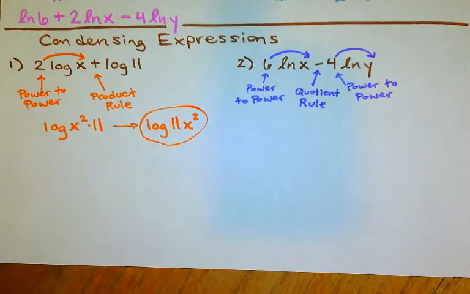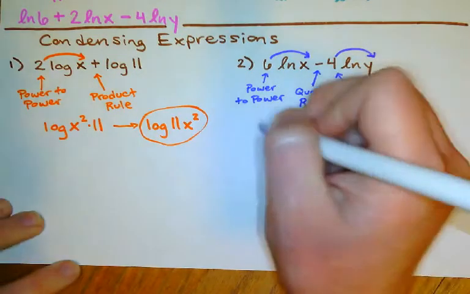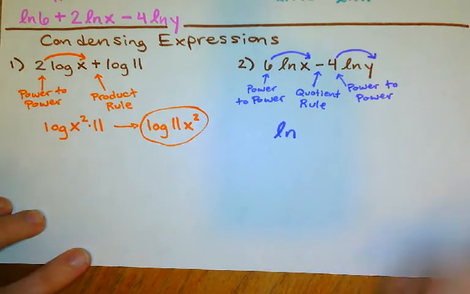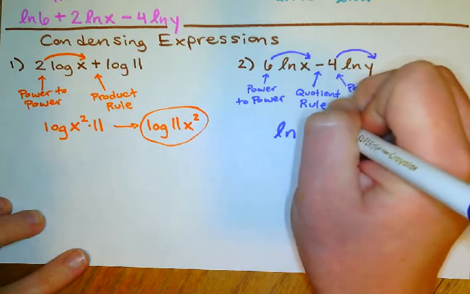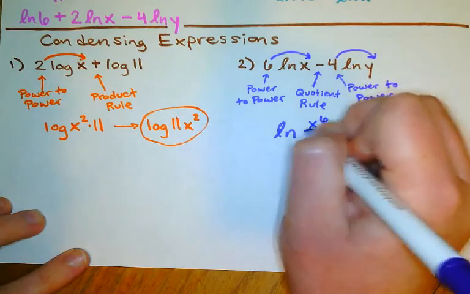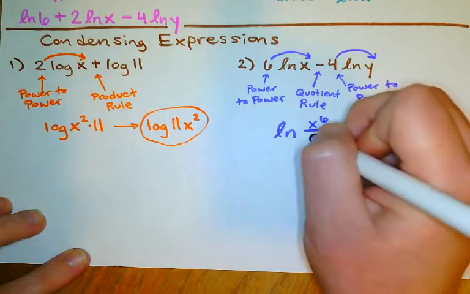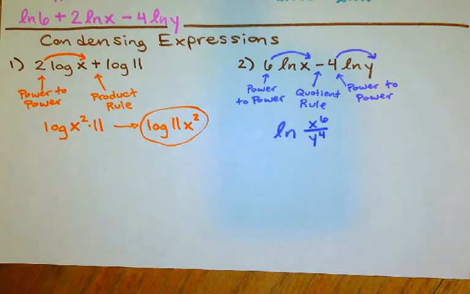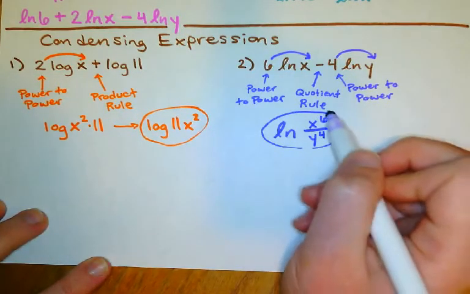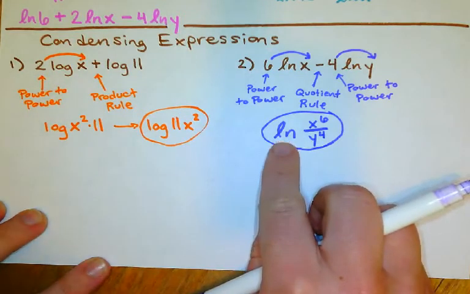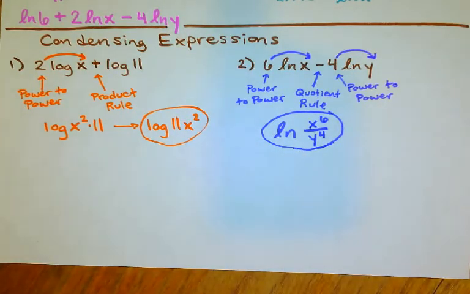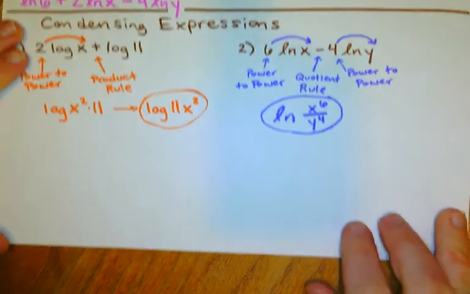So when we put this all together, we're going to have just one natural log, and then we're going to have x to the 6th, quotient means division, x to the 6th over y to the 4th. And that's that. So when we condense, our goal is to write our expression with only one log. We don't want to write it with multiple, we only want it with one. We're condensing it and putting it all together into one. Alright, take a look at 2 more examples and you guys should be set.